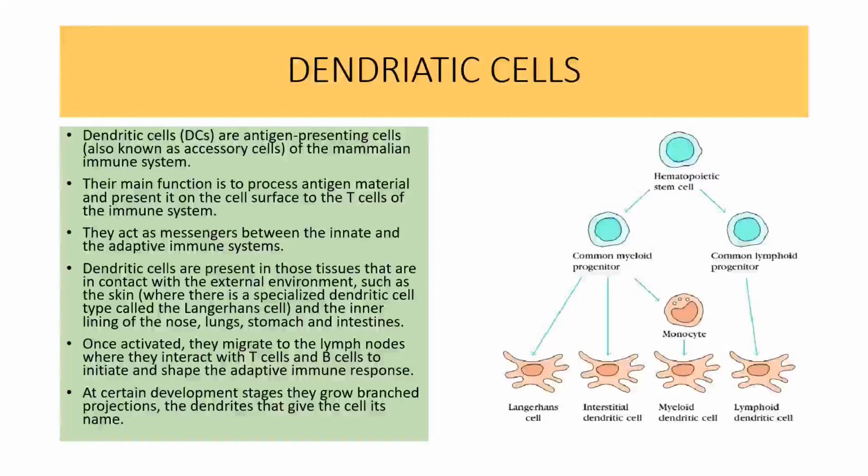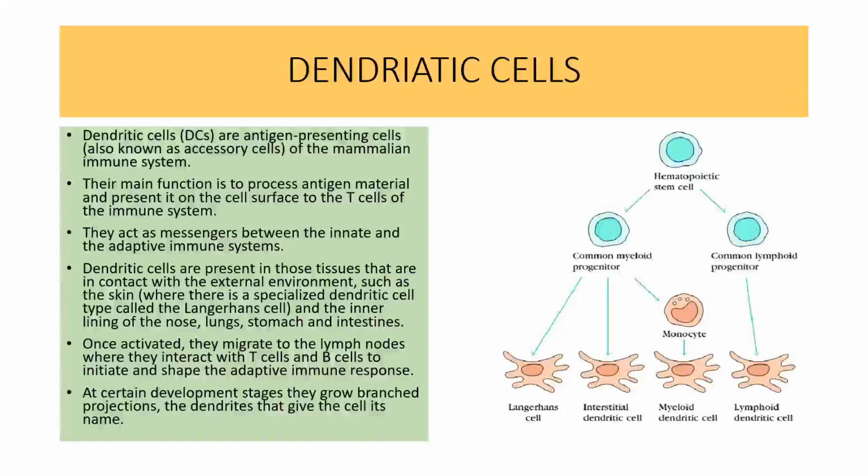Dendritic cells are present in those tissues that are in contact with the external environment, such as skin, where there are specialized dendritic cells known as Langerhans cells, and the inner lining of nose, lungs, stomach, as well as the intestine. Once activated, they migrate to the lymph nodes where they can interact with the T cells and the B cells to initiate and shape the adaptive immune response.